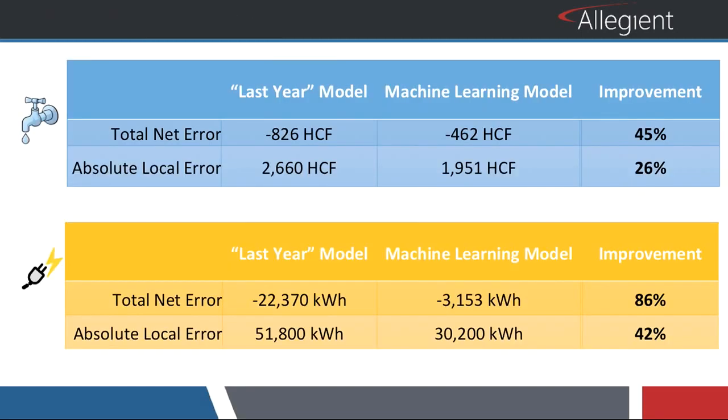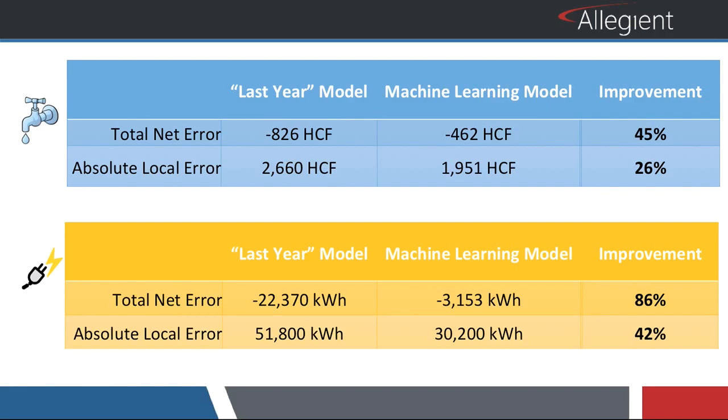So in summary, this is what I was able to do with the machine learning, making predictive analytics, predictive diagnostics, what will happen as opposed to just looking at what has happened. For the water usage, I went from a very simple last year prediction model with a total net error of about negative 800, or an under prediction of 800 HCF, to a machine learning under prediction of only about 400, an improvement of 45%. The absolute local error was reduced from about 2600 for the simple model to about 1900, an improvement of about 26%. And for the power usage, the models were both significantly improved from our very simple model.